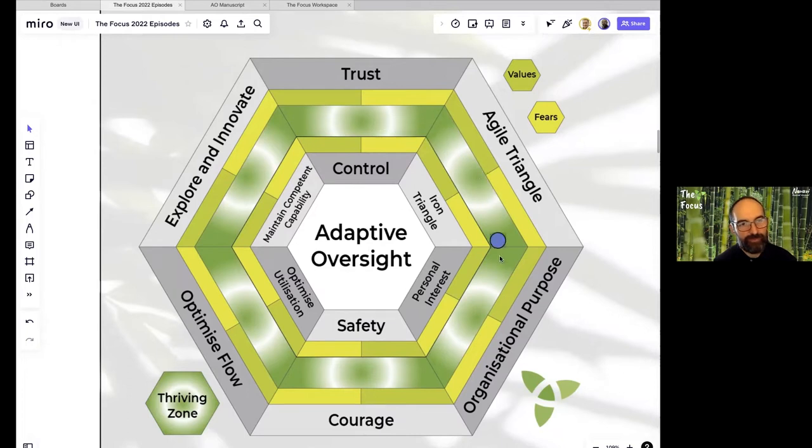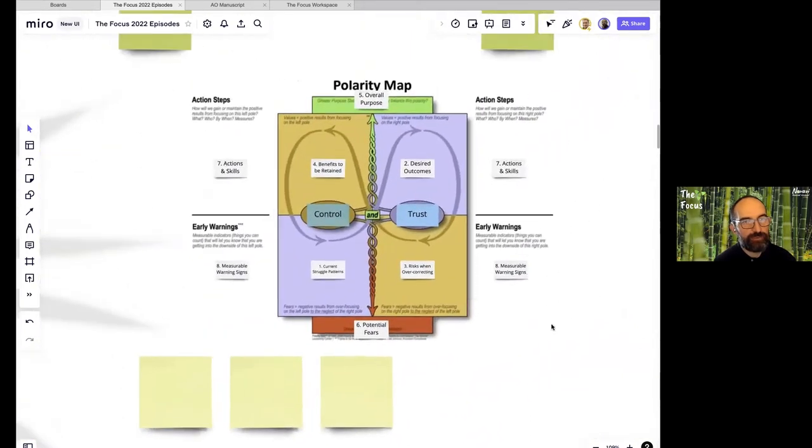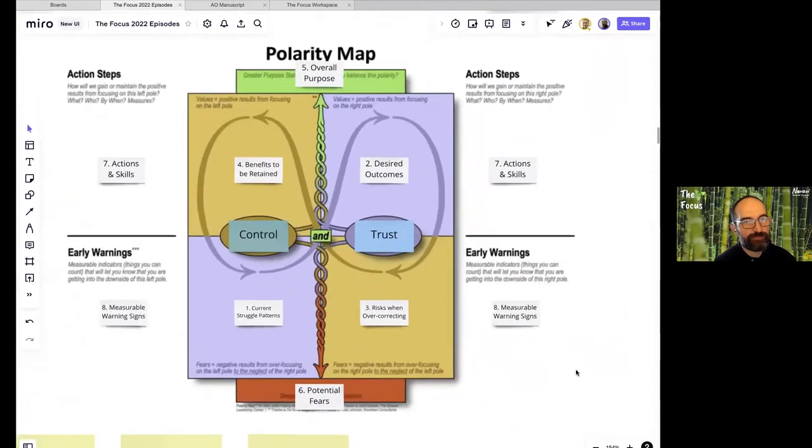So what we want to have happen is we want to find ourselves in this thriving zone, the Goldilocks zone of good balance between trust and control, good balance between the agile and iron triangle. So think of this visualization as a means of bringing together the various balances that are necessary. They are interdependent, but to better understand what could we do, it helps us if we focus our attention. So think of this as an attention focusing device so that we can better understand how we create such balance in these various dimensions. Now, Aldo will explain the polarity mapping technique that we've used to balance every single one of these tensions.